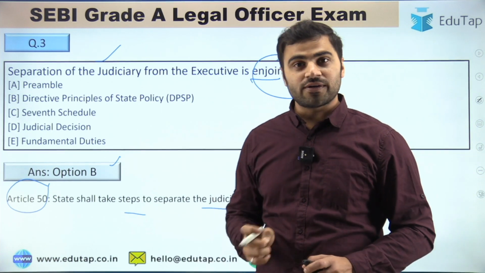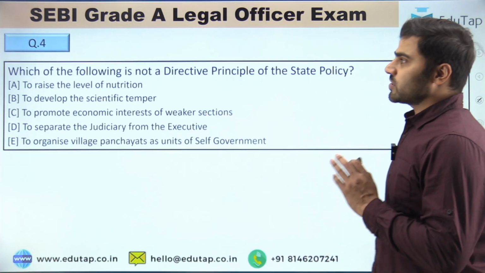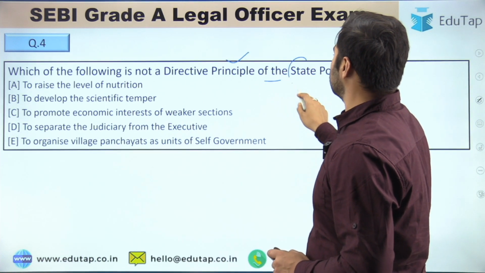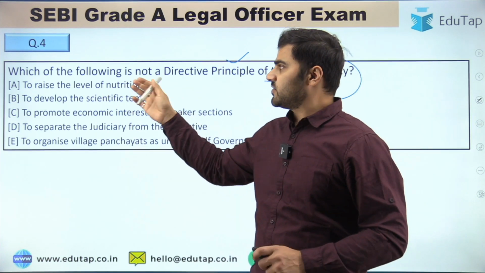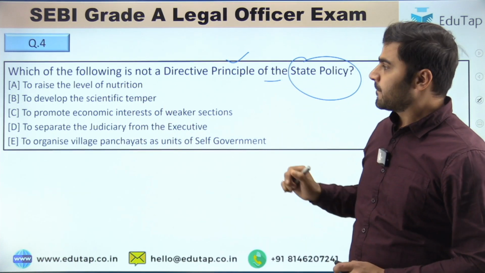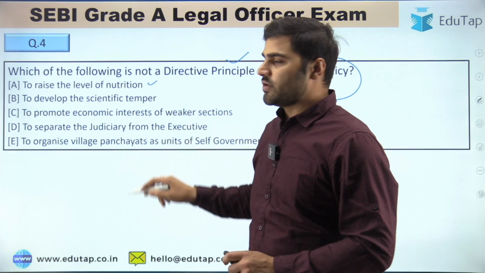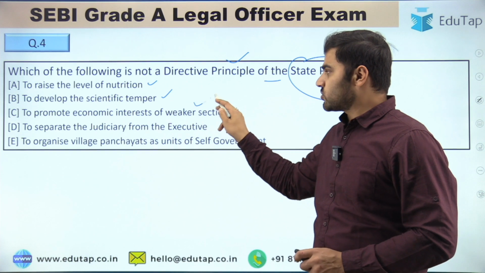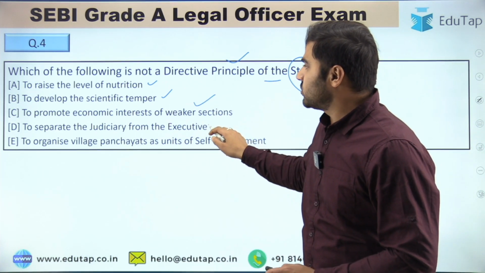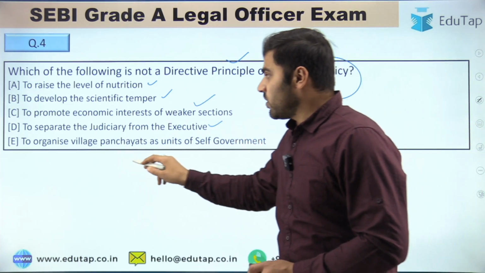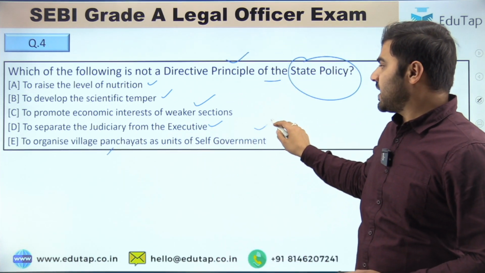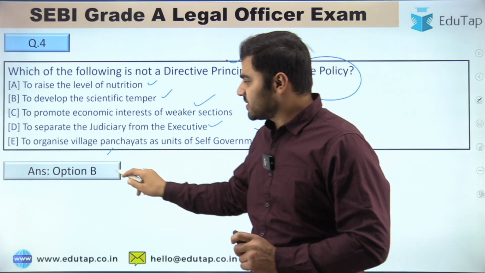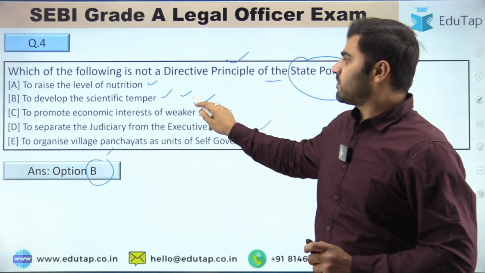Now let's move to question number fourth. The question is, which of the following is not a Directive Principle of State Policy? So basically the question is, which of the following is not a DPSP, right? Your options are: to raise the level of nutrition, to develop the scientific temper, to promote economic interest of weaker sections, to separate the judiciary from the executive, to organize village panchayats as units of self-government. So what can be the right answer, friends? The right answer is option B, that is to develop the scientific temper.